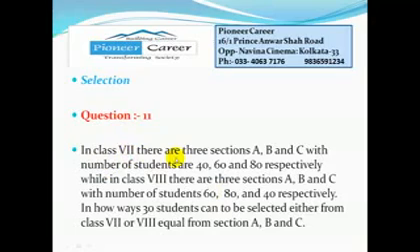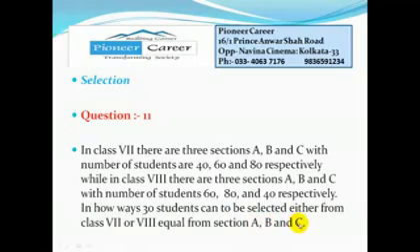Next is question number 11. In class 7, there are 3 sections, namely section A, B and C, with number of students of 40, 60 and 80 respectively. While in class 8, there are 3 sections again, namely A, B and C, with number of students 60, 80 and 40 respectively. In how many ways 30 students can be selected either from class 7 or class 8 equal from section A, B and C? Equal from section A, B and C means 10 from section A, 10 from section B and 10 from section C.